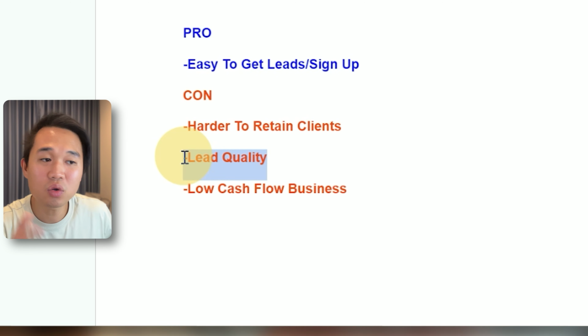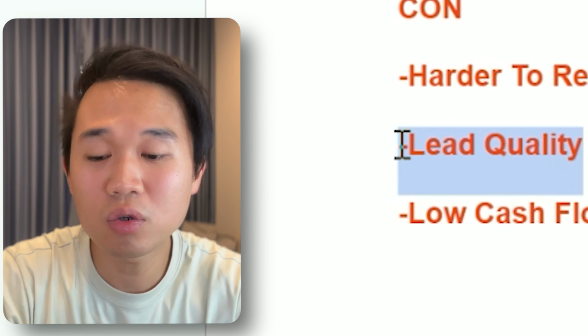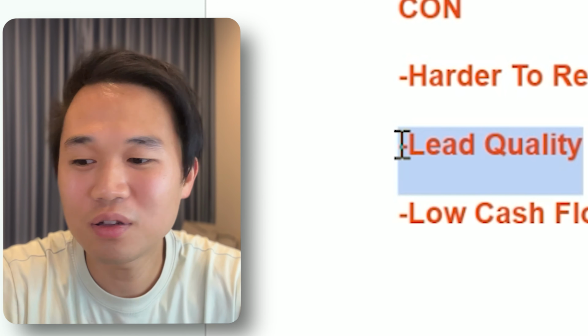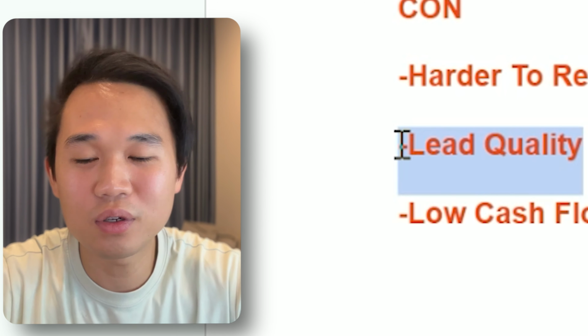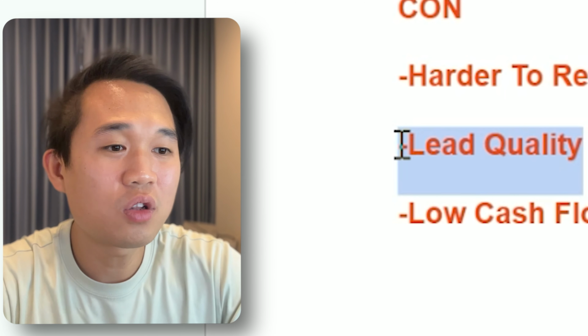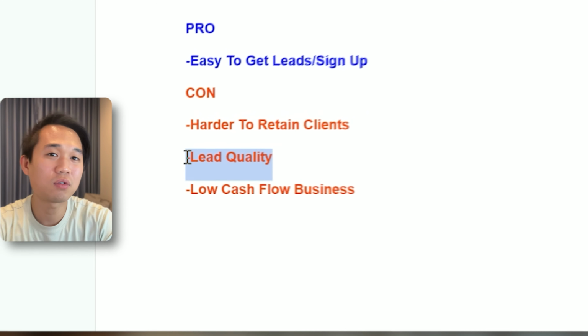Number 2, which leads to our second point, is the lead quality, guys. With the 14-day free trial, you most likely attract business owners that just want to get their feet wet. They're wasting everyone's time. They are most likely a tire kicker, quote unquote. So most likely they just come in here, check out your software and get out.